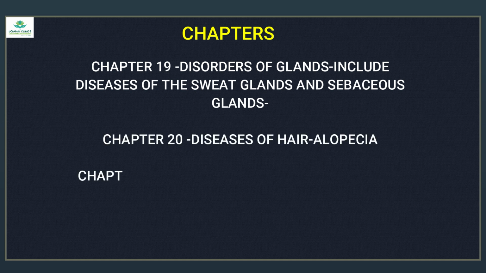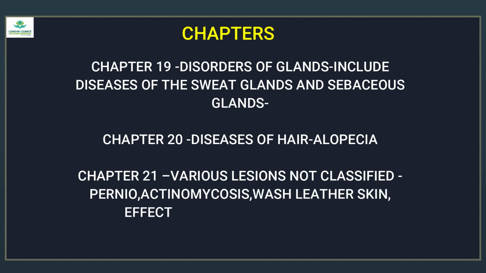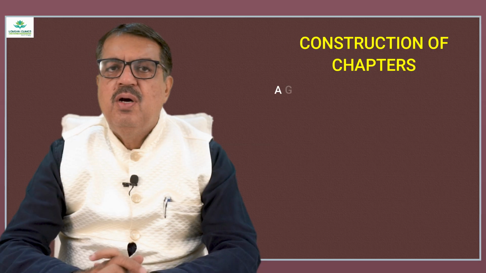It includes alopecia. Then chapter 21, various lesions not classified. Perineal. Then comes the wash leather skin, effects of rust stalks on the skin. Now we will see the construction of chapters.